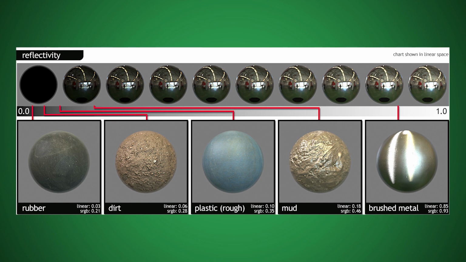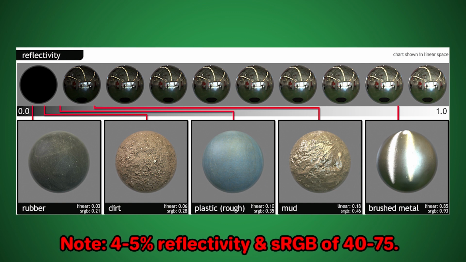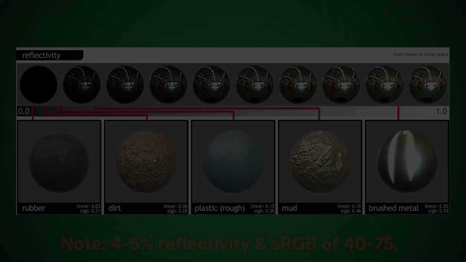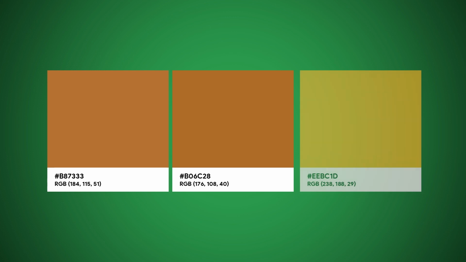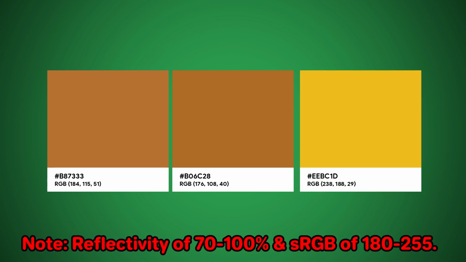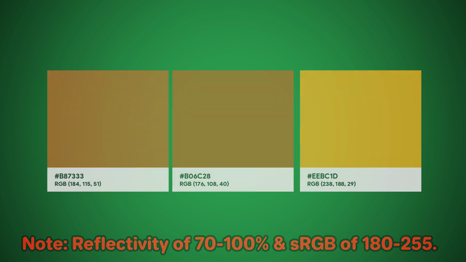Objects that aren't metallic have a reflectivity of 4 to 5%, and the colors are darker, ranging from 40 to 75 sRGB. Objects that are metallic have a reflectivity of 70 to 100%, and the colors are brighter, ranging from 180 to 255 sRGB. Metal areas are colored to represent their reflectance value. For example, copper, bronze, and gold.